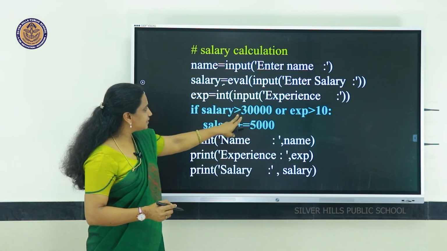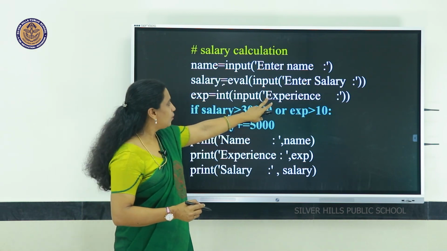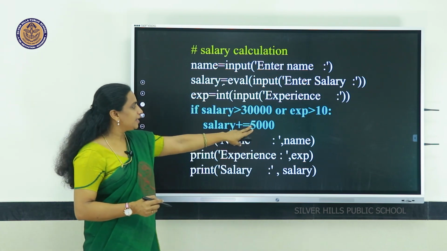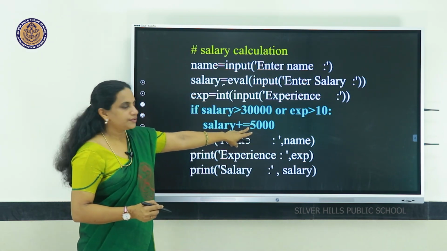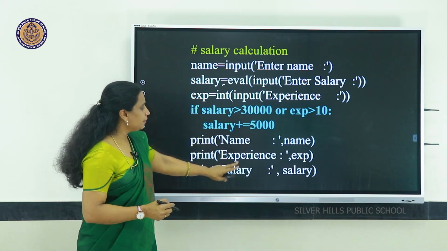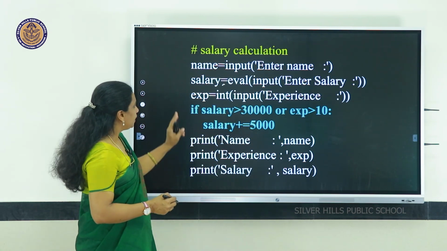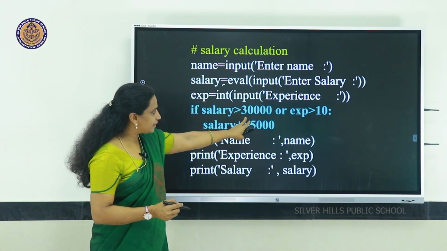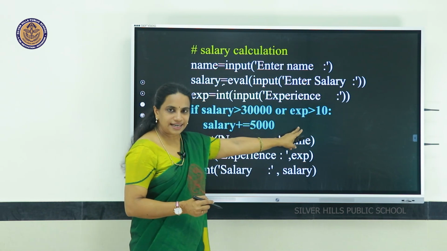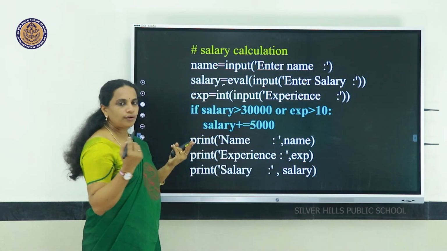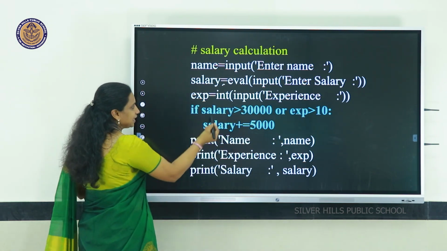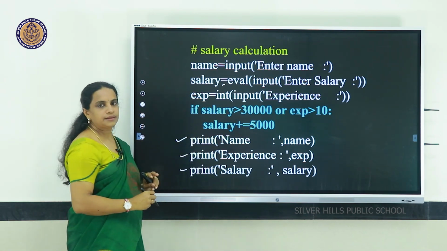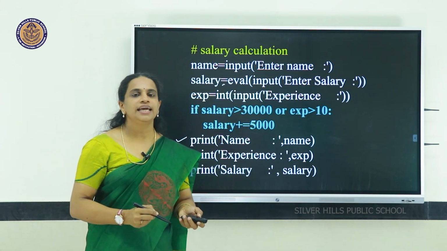Now after that you can have an if statement, a simple if statement. You can check whether the salary is greater than 30,000 or experience is greater than 10. If it is like that, you can give him an increment of 5,000 and after that you can print the details. Okay. If this condition fails, for example, if salary is less than 30,000 and experience is less than 10, what will happen? There is no increment, and with the salary we had given, accordingly all the details will be printed. This is known as a simple if statement.